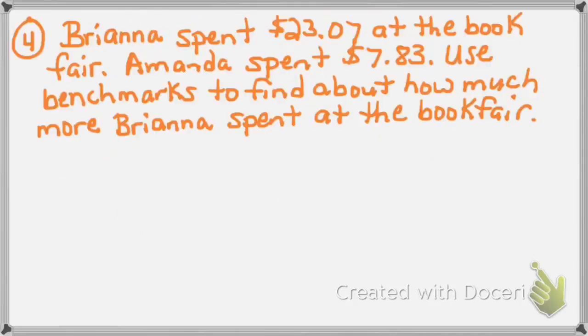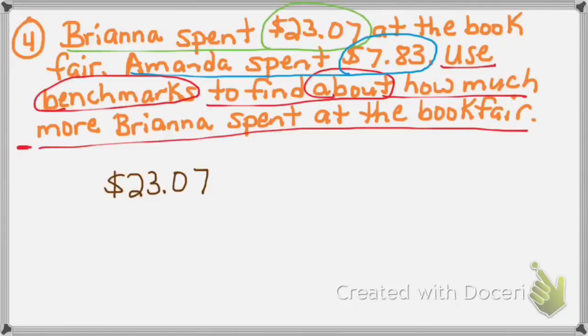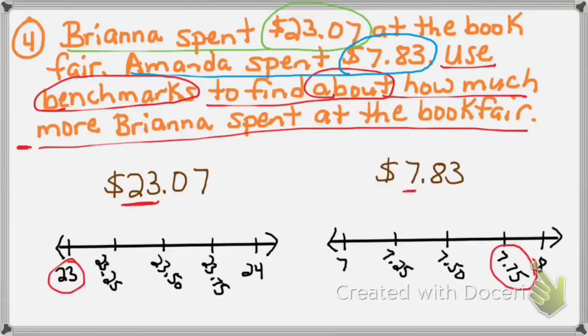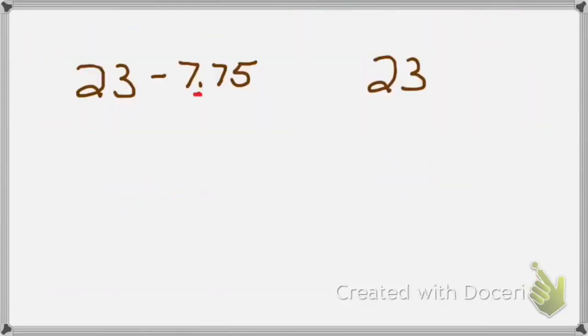When asked to estimate the answer to an addition or subtraction problem using benchmarks, I take each number and estimate it or round it to its closest benchmark. So here I took 23.07 and found its closest benchmark was $23. Then I took the 7.83 and found its closest benchmark was $7.75. This was a subtraction problem, so I did $23 minus $7.75.